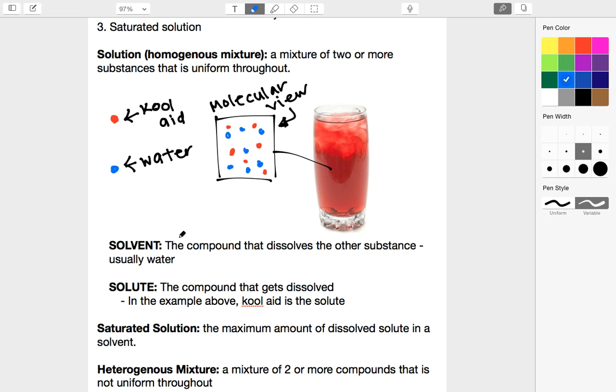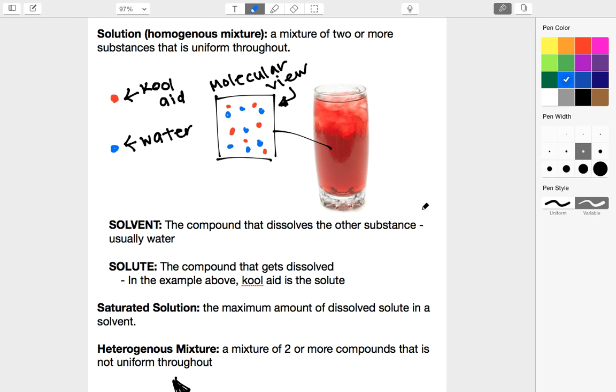Solvent is one of them. Solvent is the compound that does the dissolving. So it dissolves the other substance, and most of the time it's going to be water. So if you have a drink of Kool-Aid, water is your solvent. Solute, the other definition, is the compound that gets dissolved. So the thing that breaks down in this example of Kool-Aid, the Kool-Aid powder, is your solute. So Kool-Aid powder is the solute, your solvent is water.